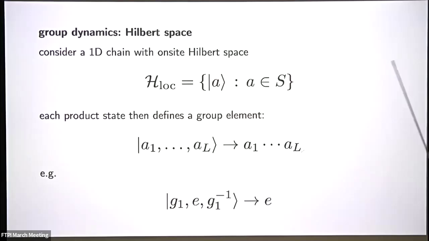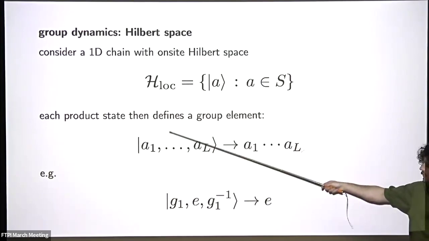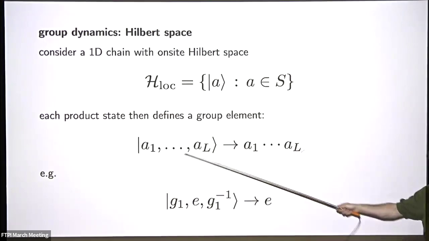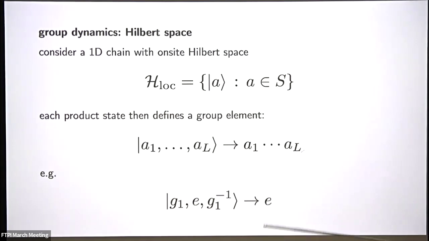When we do this, this is just notation, but when we use this notation, we realize that each product state defines a group element, because you can just multiply the generators along the chain and come up with some group element associated with it. So for example, if we have a three-site chain, I can have a state that's associated with the identity element because they multiply to it. So that's just the construction that we're going to have.